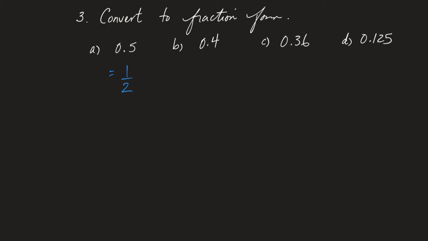When we move into B, I would expect some of us to just know what B is. But take a look at C and take a look at D. I don't expect us to know those off the top of our head. So how can we take a generic decimal and convert it? Well, one of the things we can do is we can use place value.